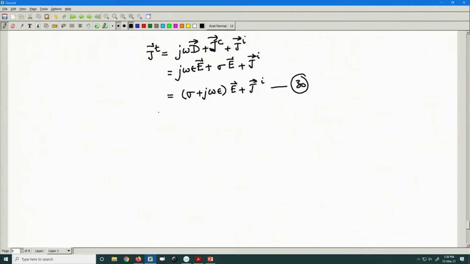Also the equation for the total magnetic current M T is j omega B plus M I, that is j omega mu H plus M I. So, we call this 31.